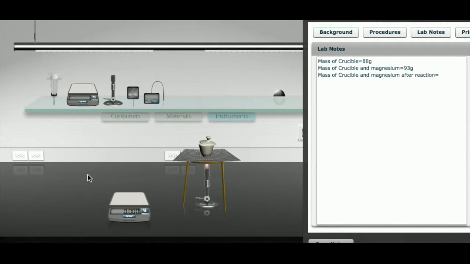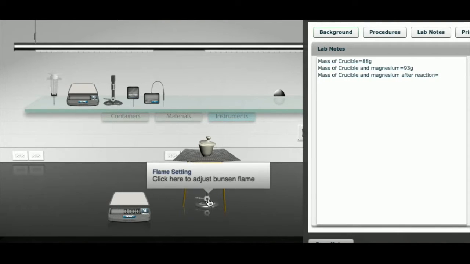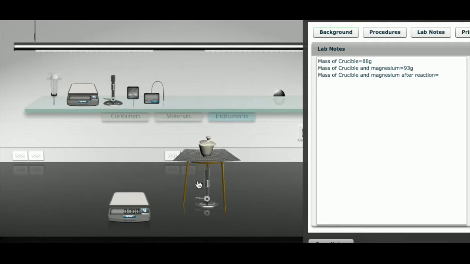Okay, it's been a little bit over a minute. We're now going to turn off the Bunsen burner, make sure it's completely off, and we're going to remove the crucible from the Bunsen burner and allow it to cool for 1 to 2 minutes. Okay, it's been about 1 minute.